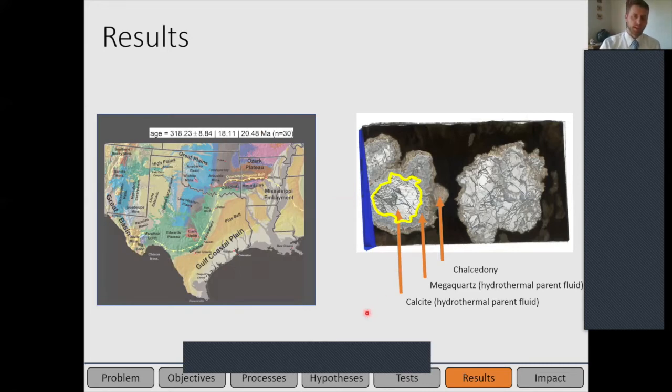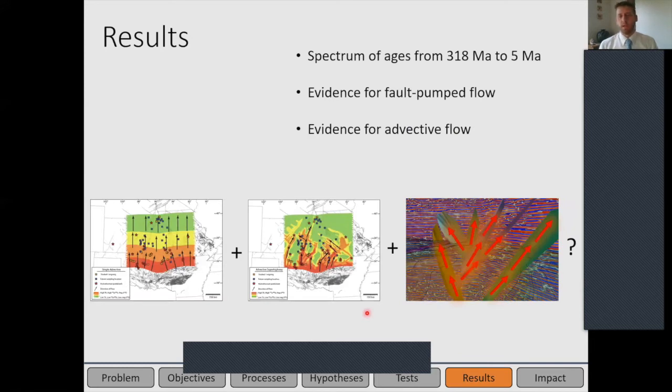Of course, that's just one sample location. We have several locations. And what's fascinating is we're actually getting a spectrum of ages from that event, but also all the way down to just 5 million years ago, where there really isn't anything major going on tectonically.